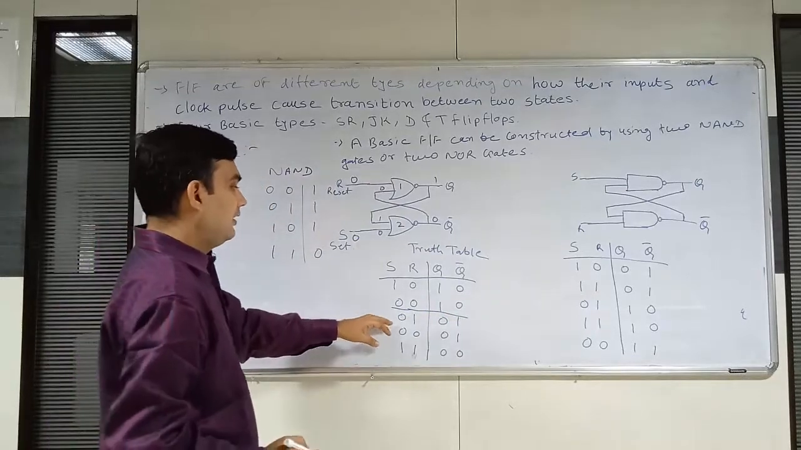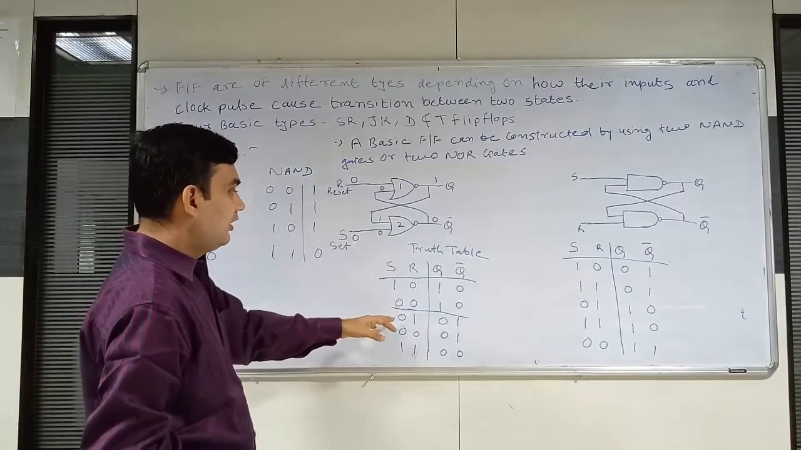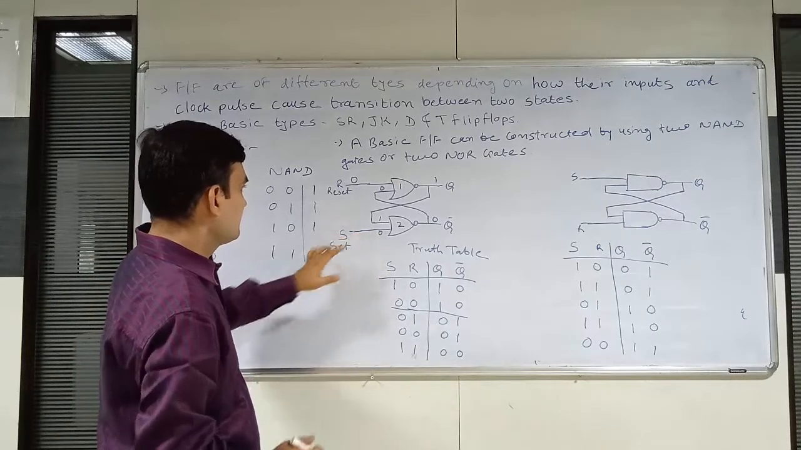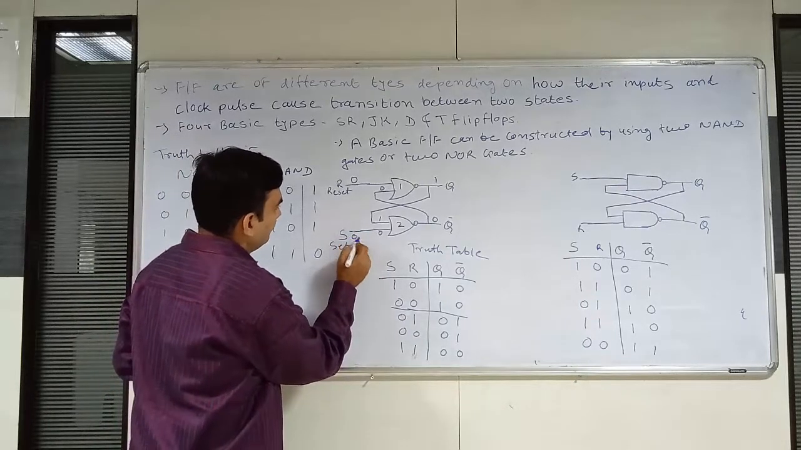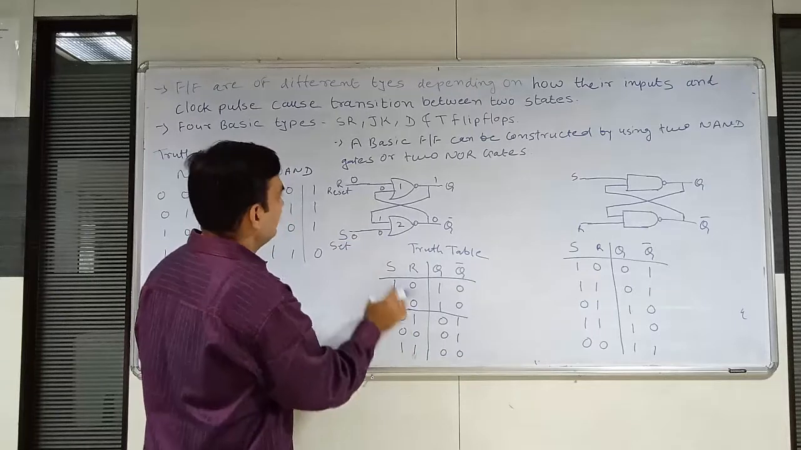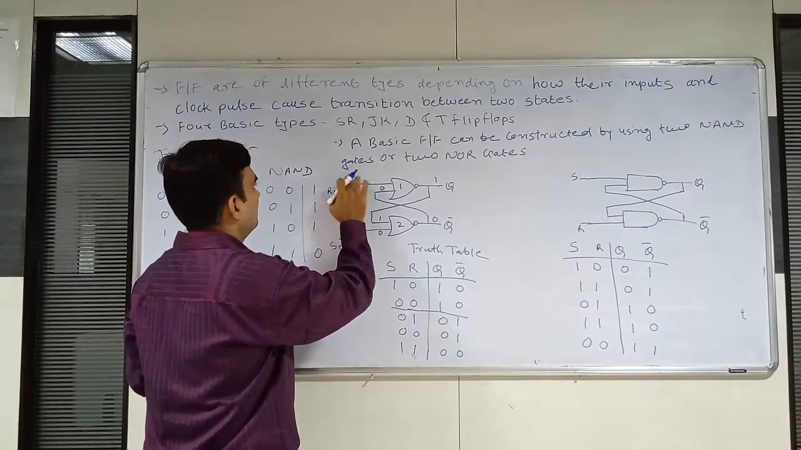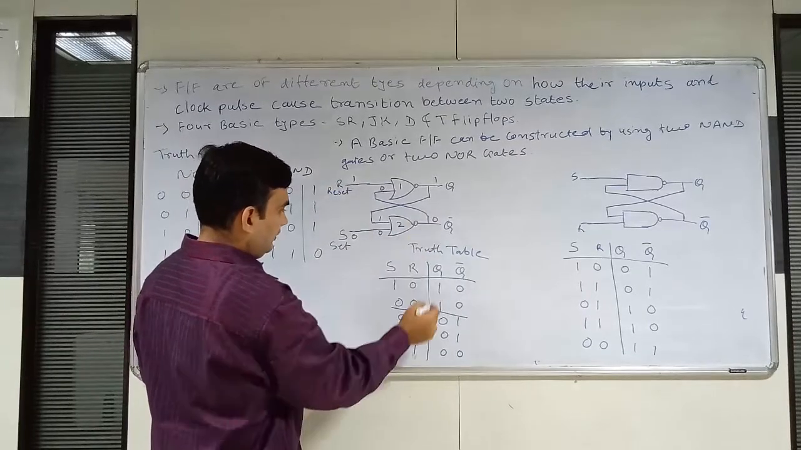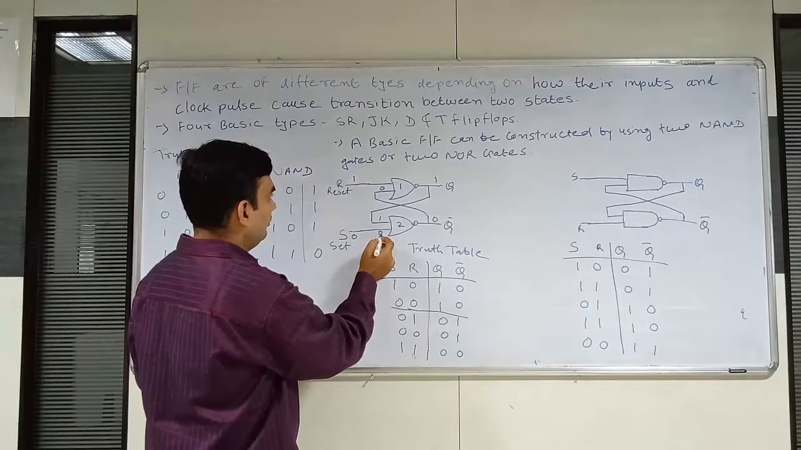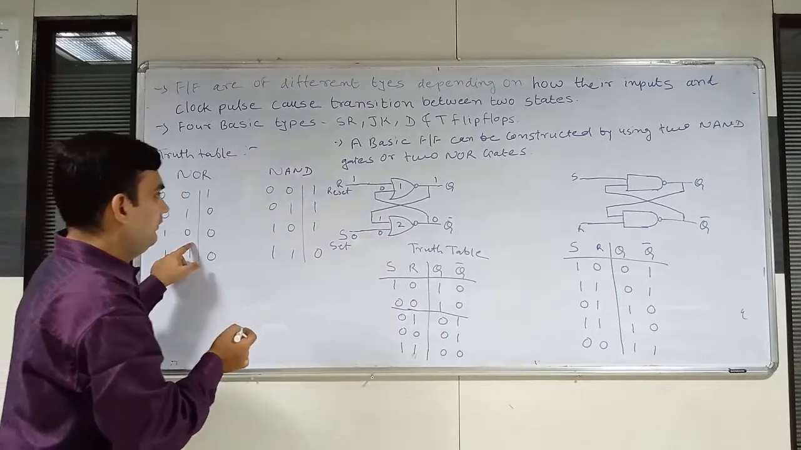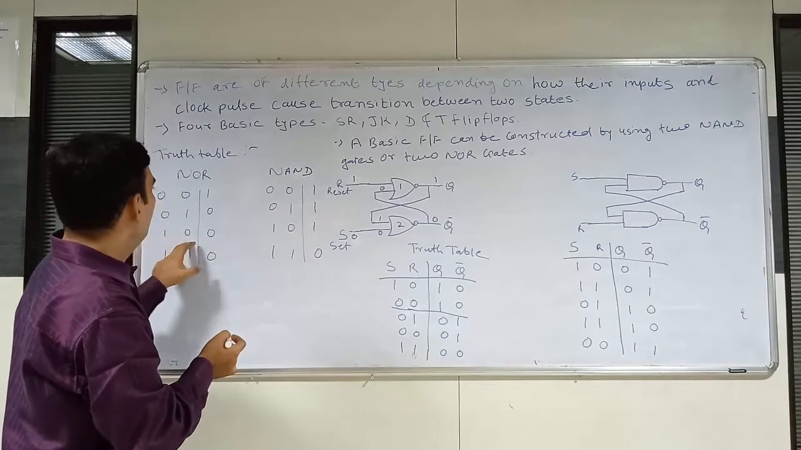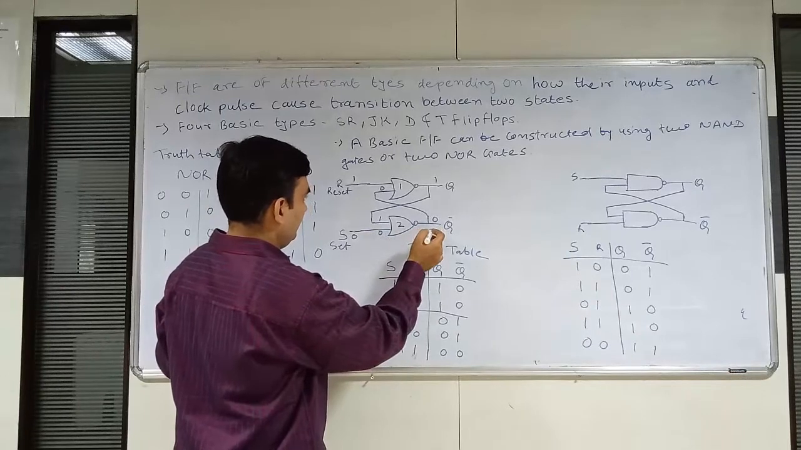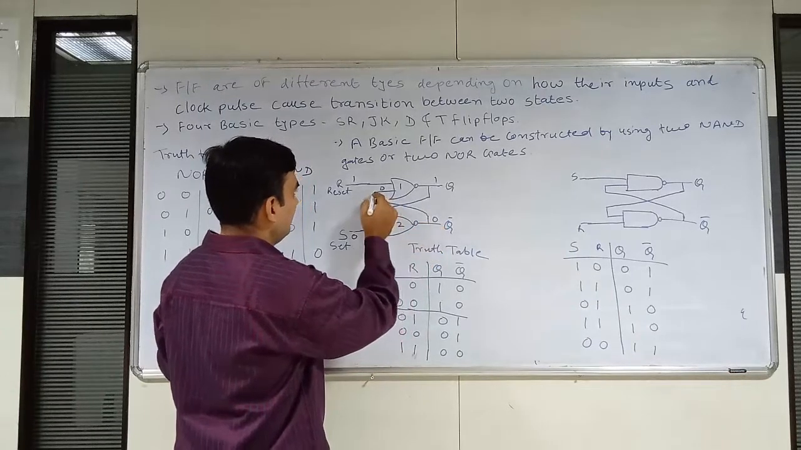Now we will change our input condition again. We will put S equal to 0 and R equal to 1. The previous state of Q is 1. So 1 and 0 will give 0. Here, 1 and 0 will be 0. And this 0 will come here.